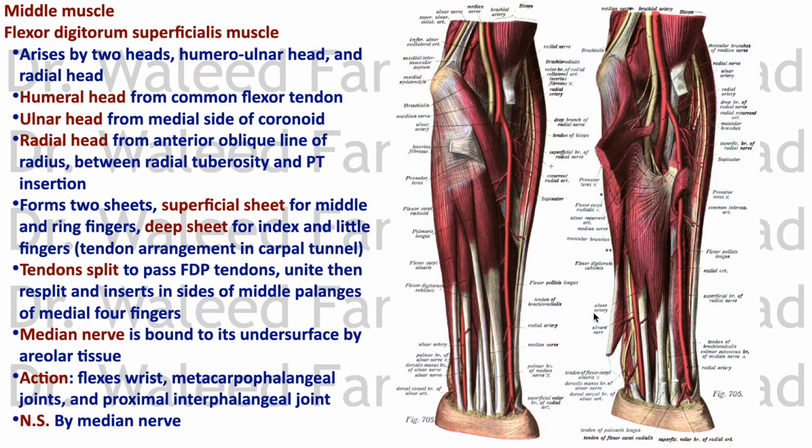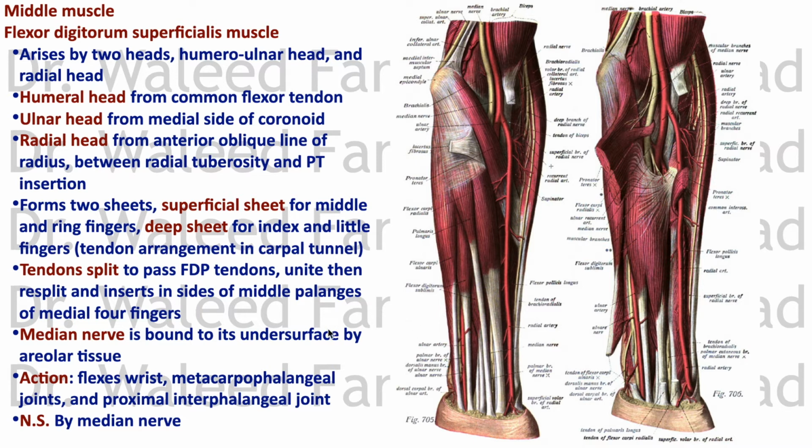The tendons split to allow for the passage of the tendons of flexor digitorum profundus, unite, then resplit and attach to the sides of the middle phalanges of the medial four fingers. Medial four fingers, okay? Now remember, the medial four toes included the big toe, but here the medial four fingers exclude the thumb, because the anatomical position of the hand is supination.